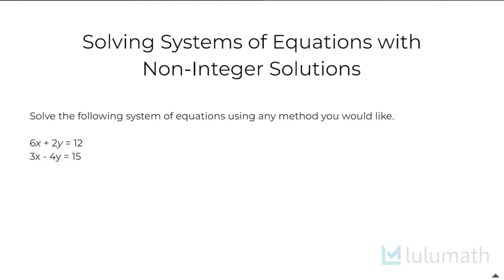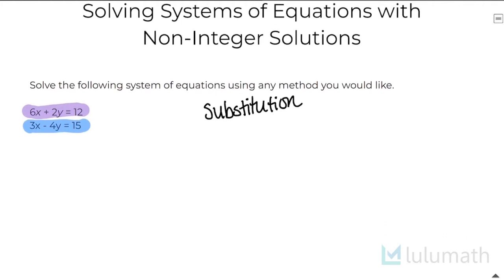So the first question that we have here is asking us to solve the following system of equations using any method that we would like. Our first equation is 6x plus 2y equals 12, and our second equation is 3x minus 4y equals 15. Because we can use any method, I'm going to choose substitution for this question. And then the next question, I'm going to use elimination, just so we can get a little bit of variety on how to solve systems of equations.